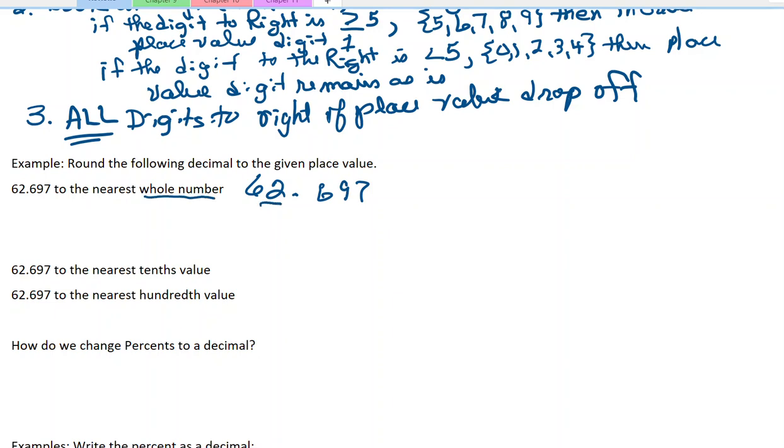Well, this is the whole number. It's ones. So I'm looking at 6. Is 6 greater than or equal to 5? And the answer is yes. Because it's yes, we're going to take the 2, that's the digit to the left, and add 1. So I put 63, and I drop off all the decimals.